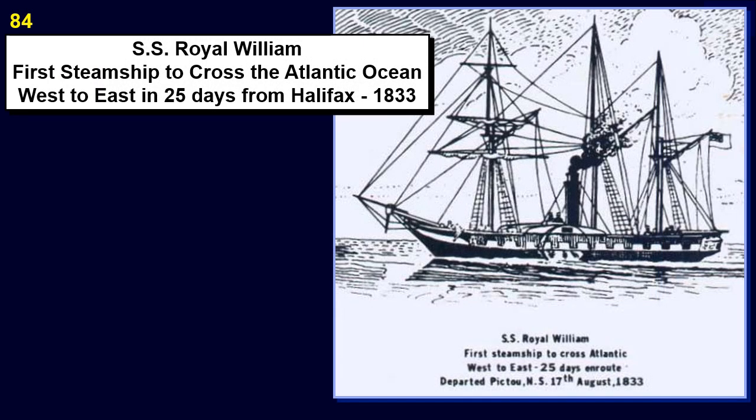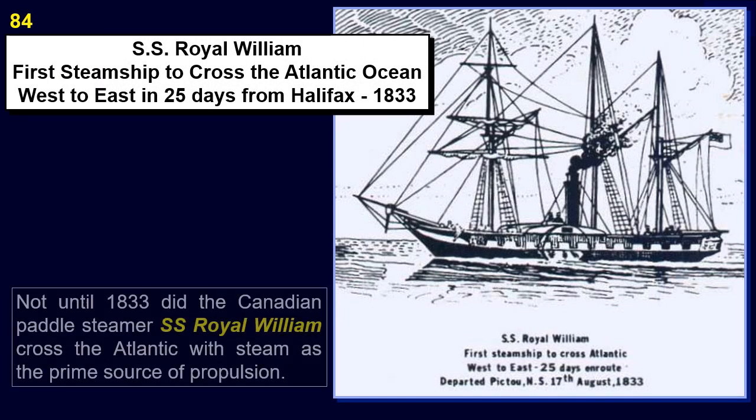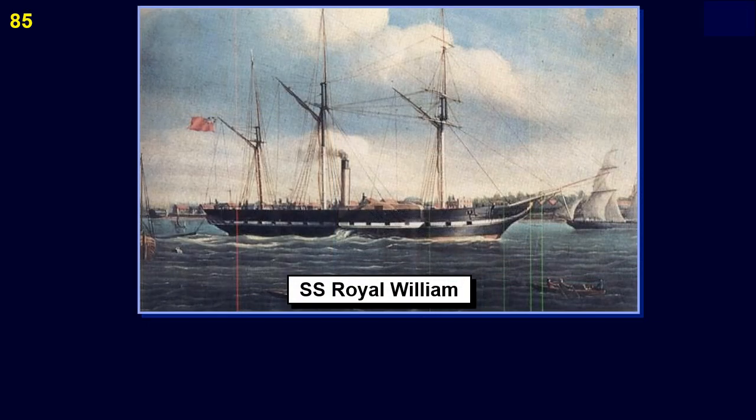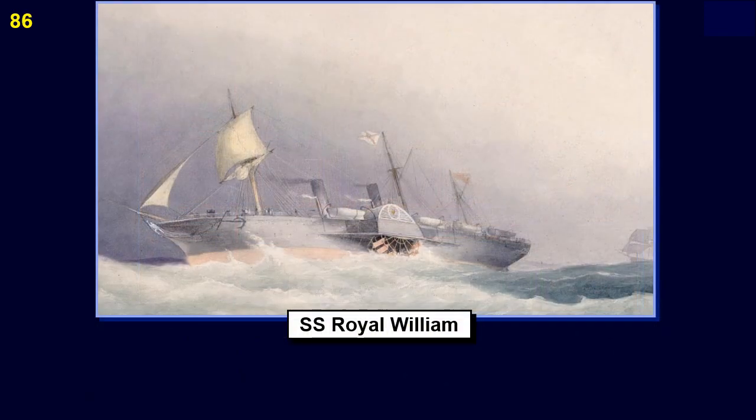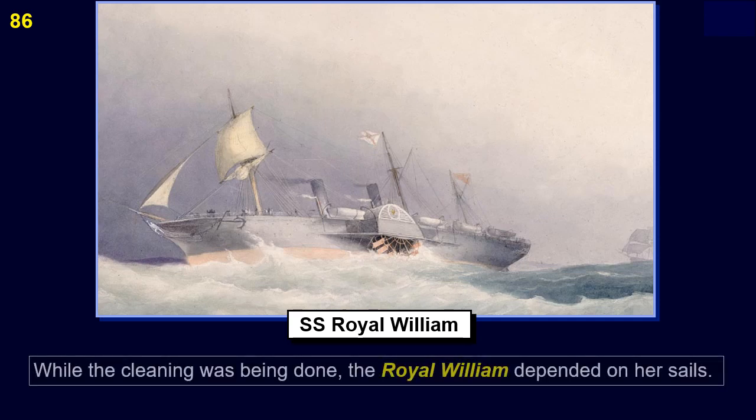Not until 1833 did the Canadian paddle steamer SS Royal William cross the Atlantic with steam as the prime source of propulsion. However, the engines of the Royal William had to be stopped every few days because they had to be scraped from the accumulated salt deposits from the seawater used in her boilers. While the cleaning was being done, the Royal William depended on her sails.